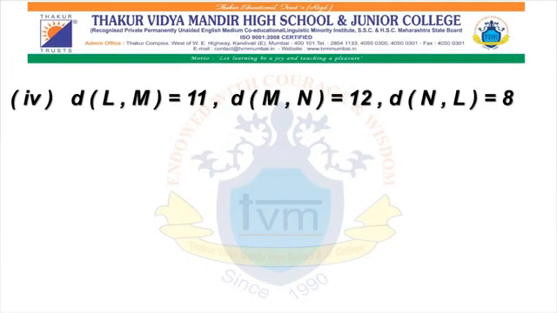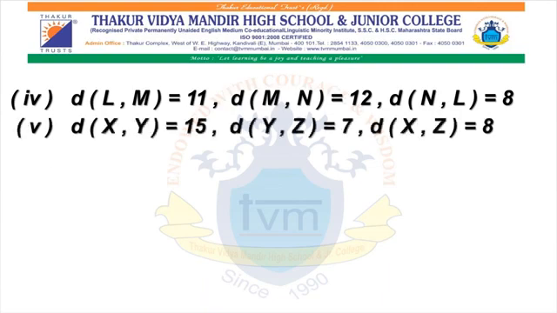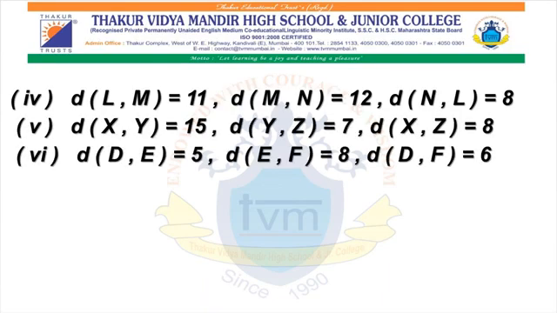Now question number 4. Distance LM equals 11, distance MN equals 12, distance LN equals 8. Question number 5 here, question number 6 over here, that you can try on your own by using the same method. Just make a note, if you want to know whether the relation of betweenness exists among the given points or not, you just have to add the two smaller distances among all three. If the sum of those two smaller distances is equal to the greater one, then the points are collinear. Otherwise, they are non-collinear points.